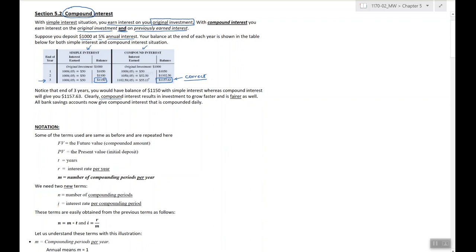So clearly the compound interest results in investments growing faster and is fair. All bank saving accounts nowadays give compound interest and it is compounded daily. So every day at the end of the day, your interest is computed and added on to your balance.